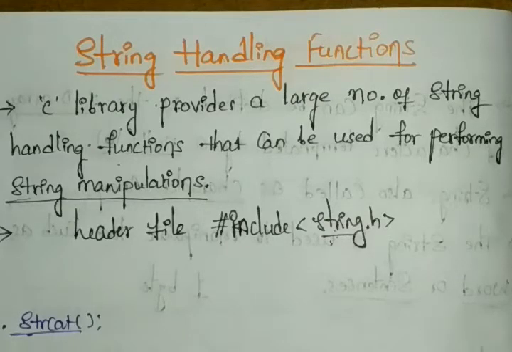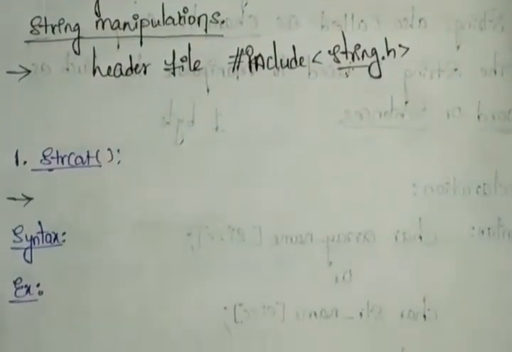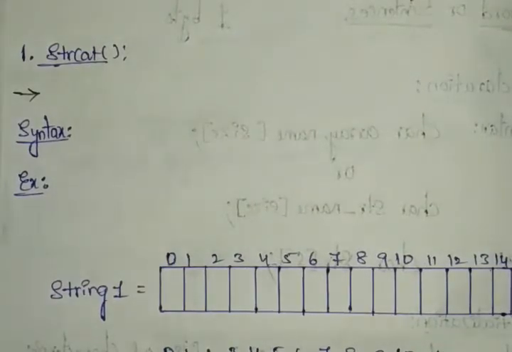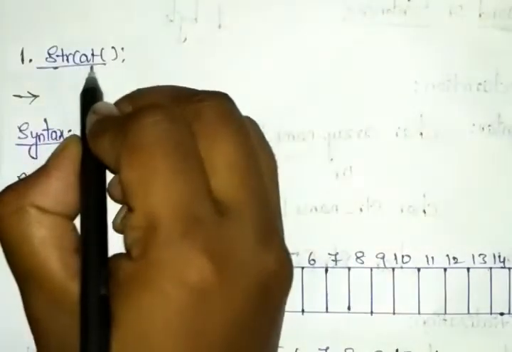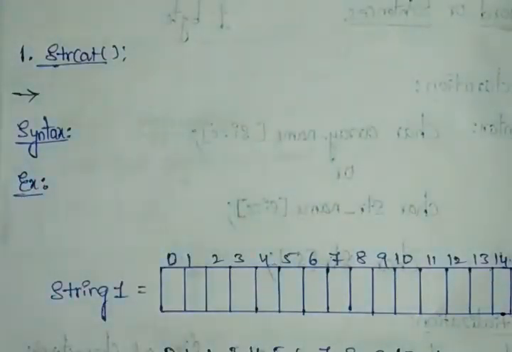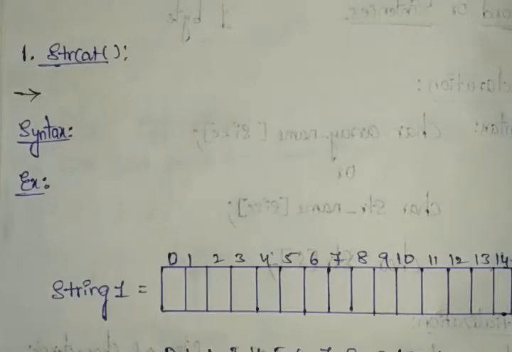So let's see what handling functions we have. The first one is strcat. So cat means concatenation. Strcat, what is cat? Cat means concatenation. Normally we know the word addition. So instead of addition, here we call it concatenation. It is similar to addition only.